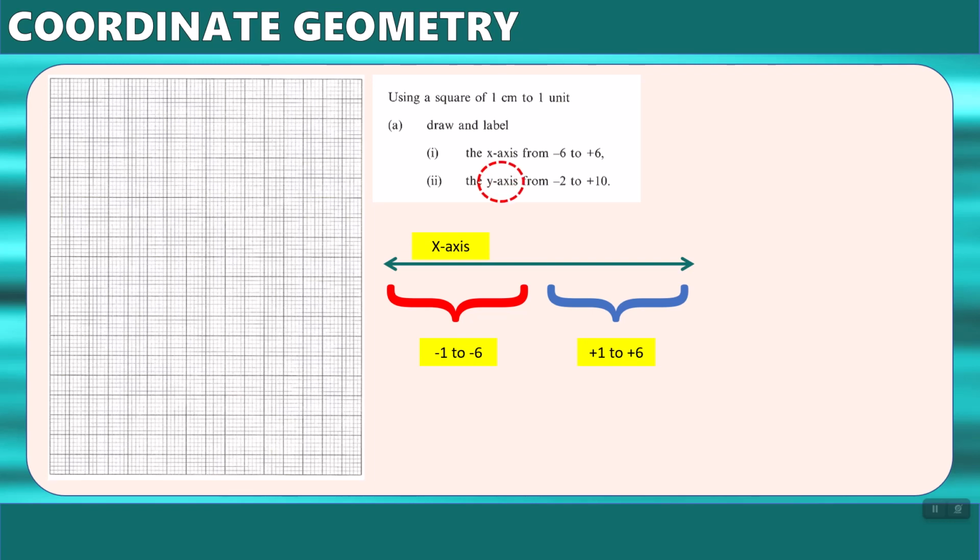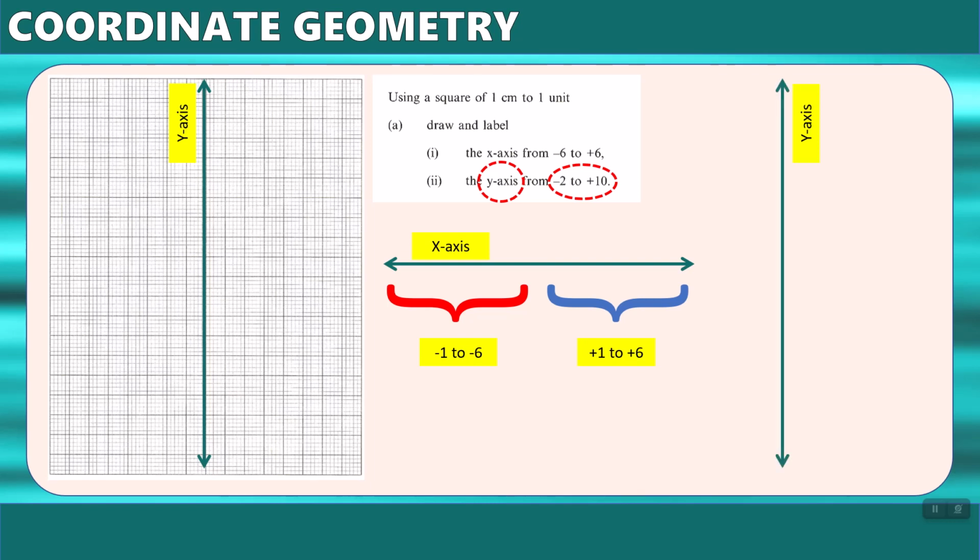The y-axis we know runs up and down. Because we need equal amounts from -1 to -6 and +1 to +6, it means the y-axis needs to go in the middle. And so we're going to draw the y-axis first because we know that should separate the numbers on the x-axis right down the middle. And if we need values on the y-axis from -2 to +10, it means we only need on the y-axis -1 and -2. But we need 1, 2, 3, 4, 5, 6, 7, 8, 9, 10 on the y-axis. So you can see how the numbers will look.